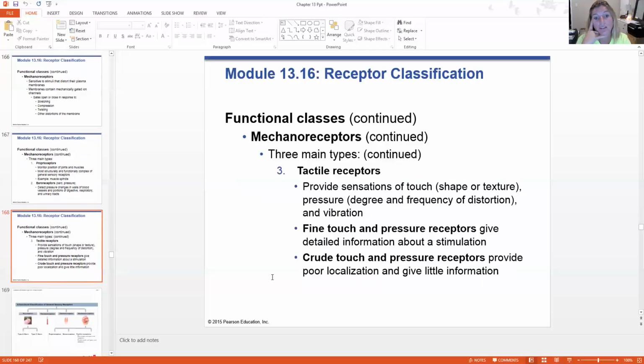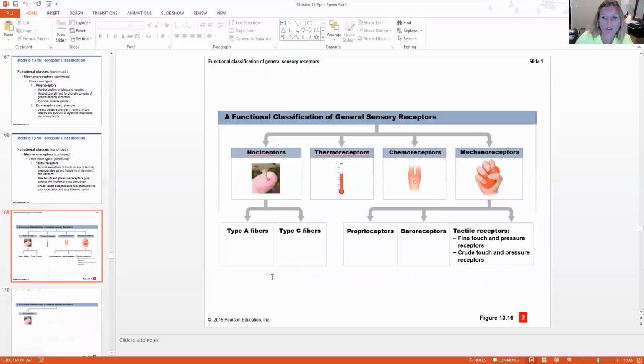And then you also have tactile receptors. Tactile receptors are your touch receptors. You have fine touch and pressure receptors, and you have crude touch and pressure receptors. So here you see the breakdown of these guys. General sensory receptors, nociceptors can be type A or C. Thermoreceptors, mostly cold. Chemoreceptors, mechanoreceptors can be proprio, baro, or tactile.